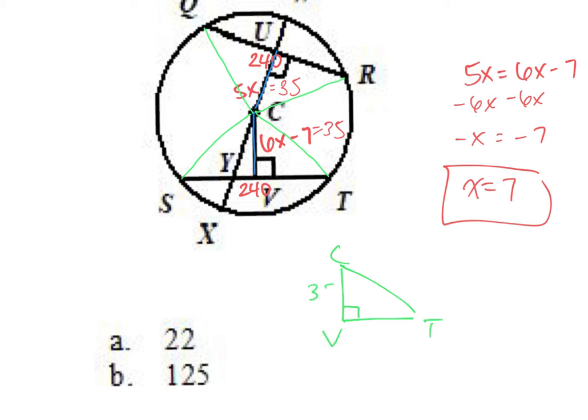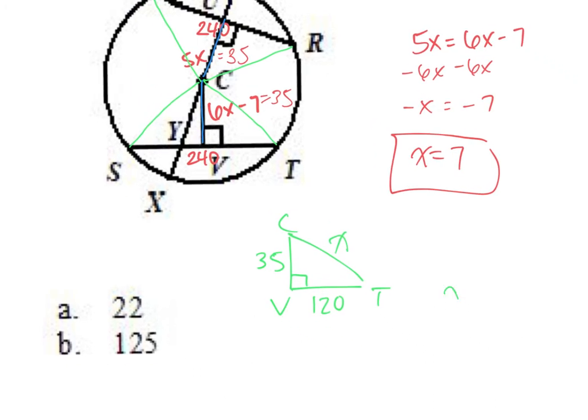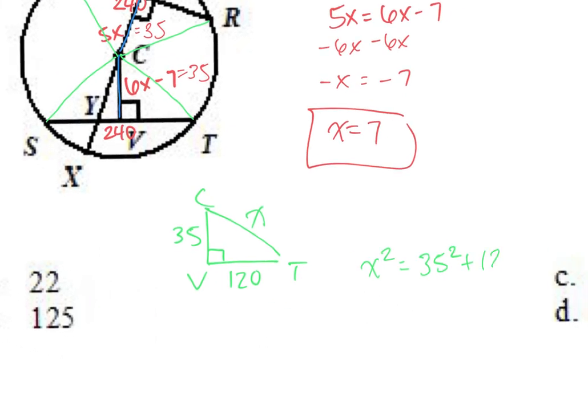I know that this is 35, but the bottom side from V to T is not 240. How much is that distance? It's 120. Why do we divide it by 2? It's bisected, so we divide it by 2, it gets to be 120, and then we set up our ABC. What's the hypotenuse here? X. Make sure your C value is your hypotenuse. So x squared is going to be equal to 35 squared plus 120 squared.